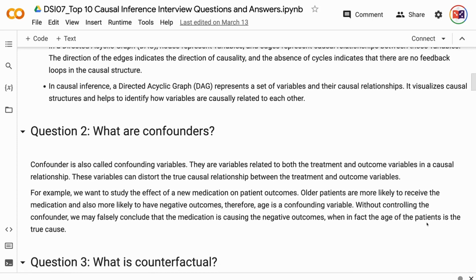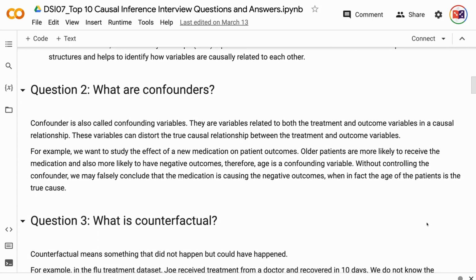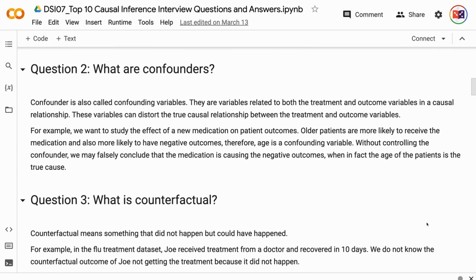Question 2. What are confounders? Confounders are also called confounding variables. They are variables related to both the treatment and outcome variables in a causal relationship. These variables can distort the true causal relationship between the treatment and outcome variables.